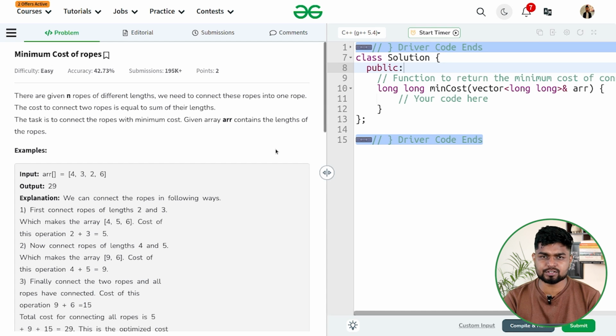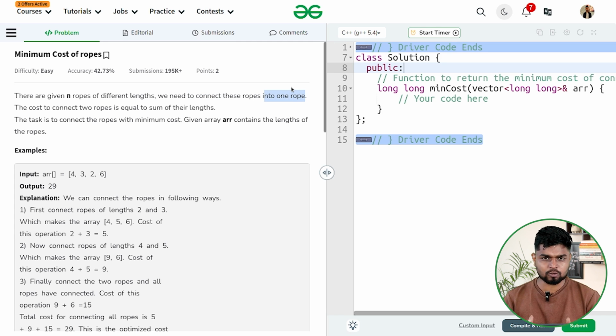In this video, we will discuss the problem minimum cost of ropes. So let's read the problem statement and see what the problem says. The problem says that there are n ropes of different lengths that are given to us. Now what do we need to do? We need to connect these ropes into one rope.